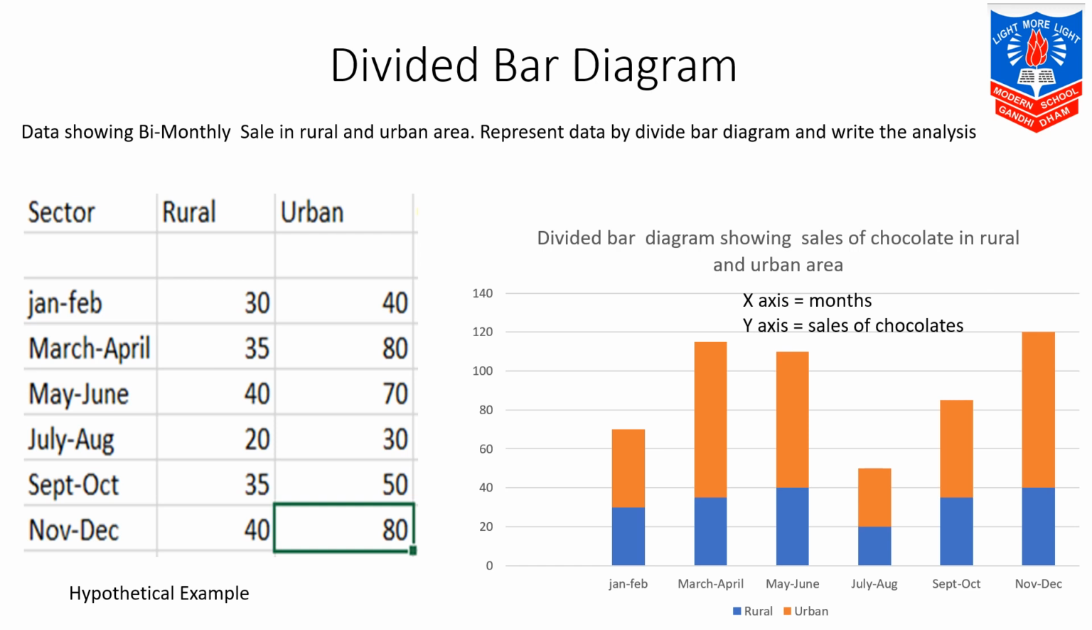Even I can compare the total of Jan-Feb with March and April, that in all India, that is rural plus urban area, the sale was 70 units of chocolates, whereas in March and April the sale was 115 units. So the sale in March and April was more as compared to January and February. Yes students, don't forget to write the heading and scale. So with this I am done with different kinds of bar diagrams.